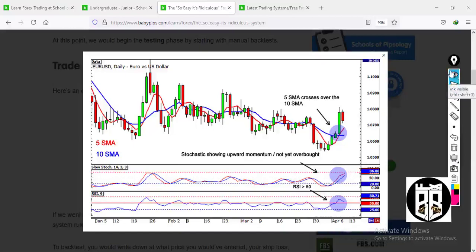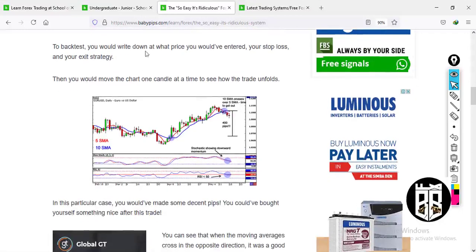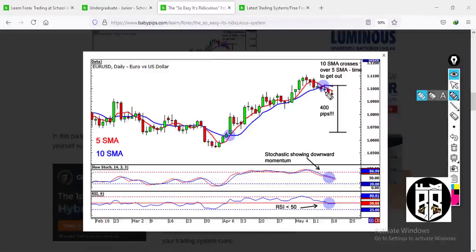So assume you bought this trade. If we went back in time and looked at the chart, we'll see that according to our trading rules, this would be a good time to go long. To backtest, you will write down at what price you would have entered, your stop loss, and your exit strategy. Then you move the chart one candle at a time to see how the trade unfolds. So now this is the entry here, and then we entered the trade.